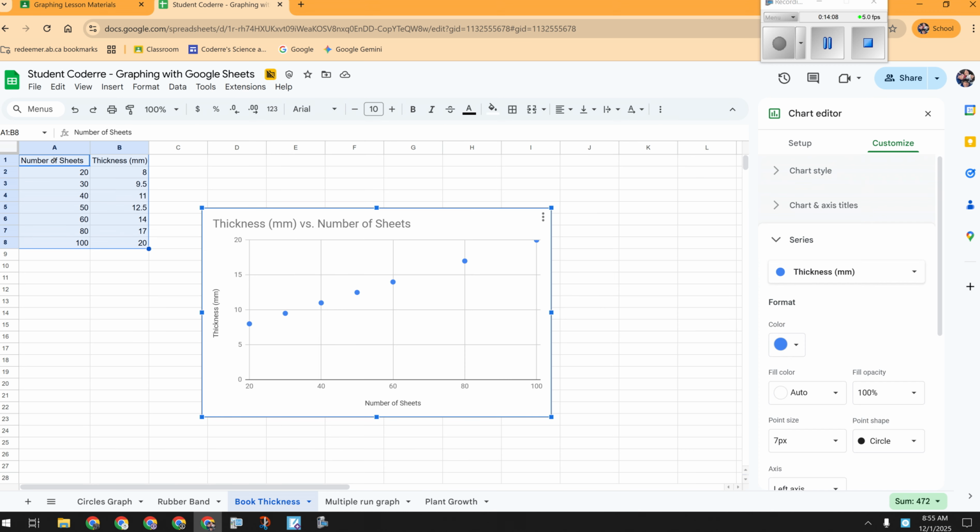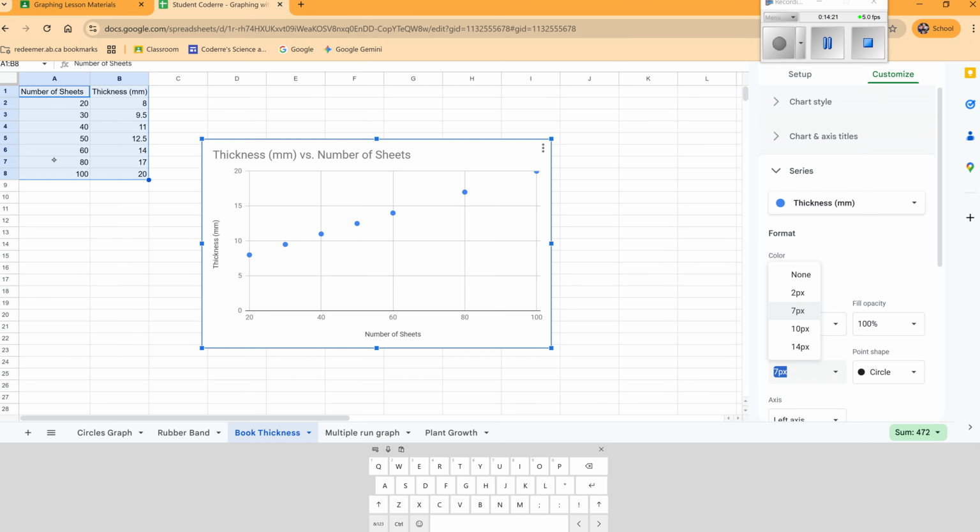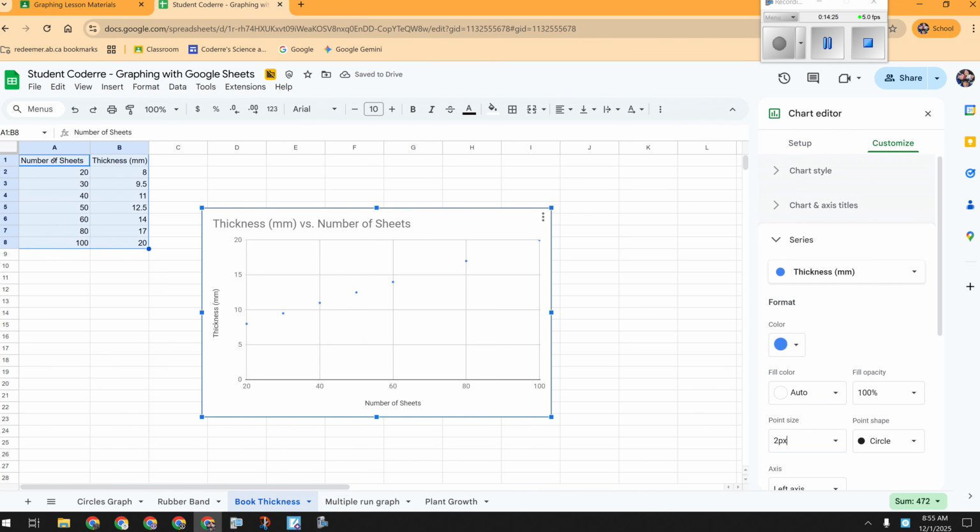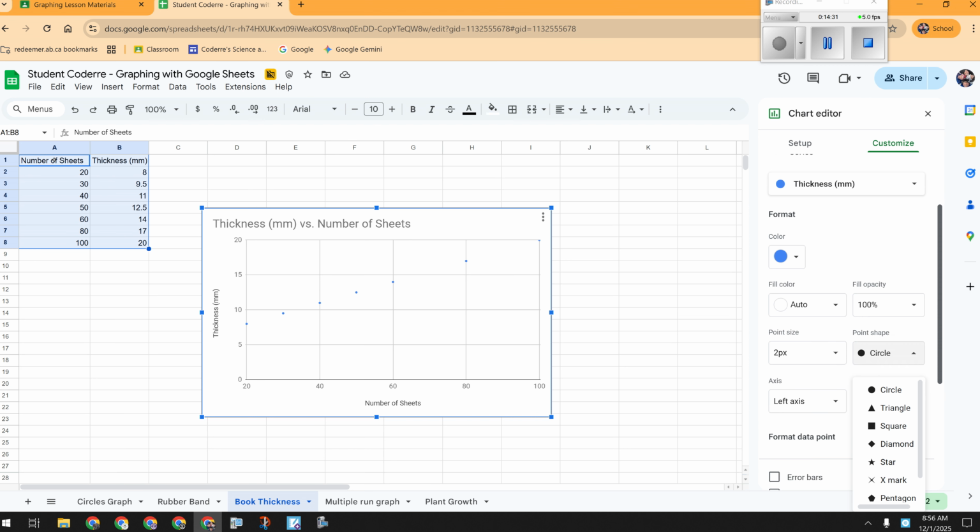So we click on Series, and here's where you can change what your dots or points look like. You can make them basically anything you want, but for right now they're blue circles. I think 7 pixels is kind of big. I usually go to 2, but it's totally up to you. And then you can make them circles or triangles or stars or whatever suits your fancy there. It doesn't really matter. You can pick. I'm just going to leave it as a circle.